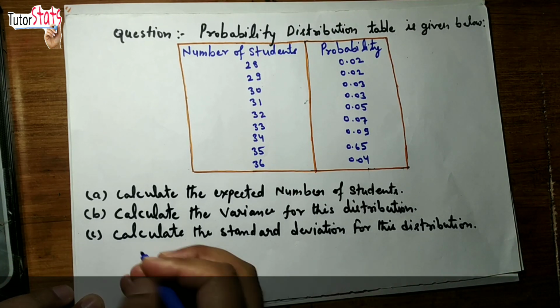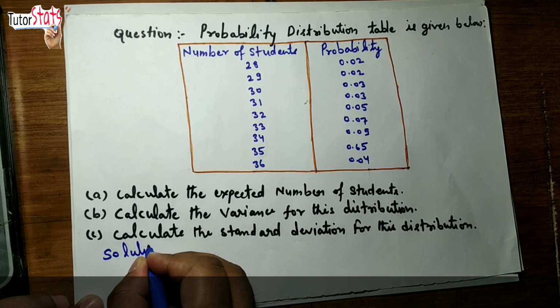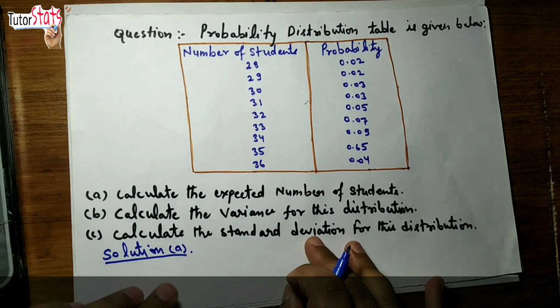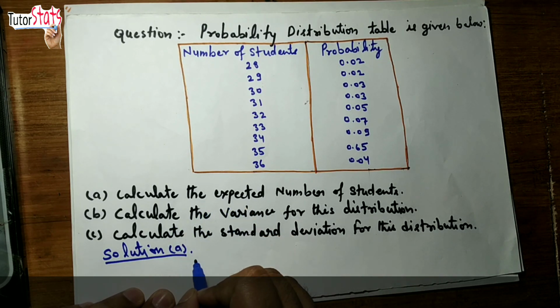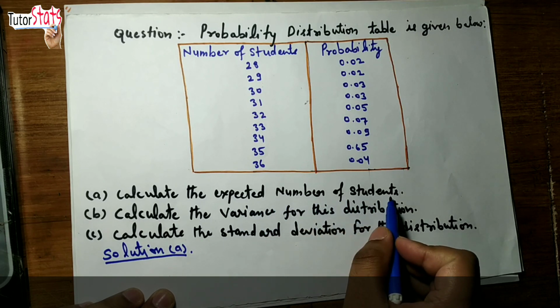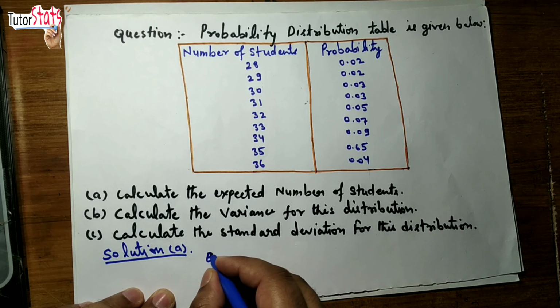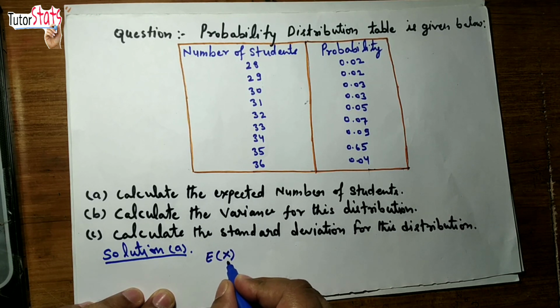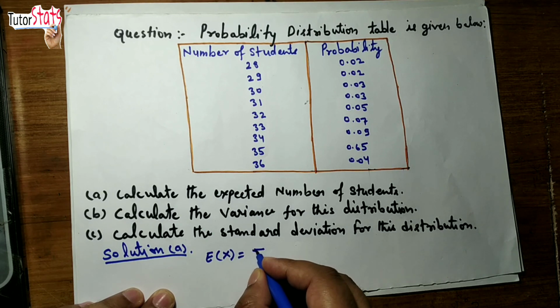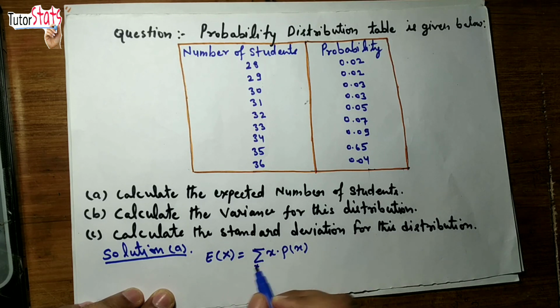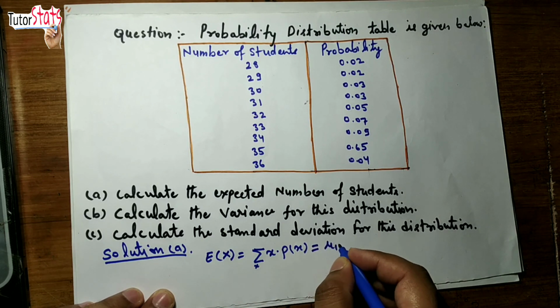So the solution of part A. In part A, we will calculate the expected number of students. The expected value of a variable x is defined as the summation of x into p of x, right? And the expected value of x is also known as the first order raw moment, mu1 dash.